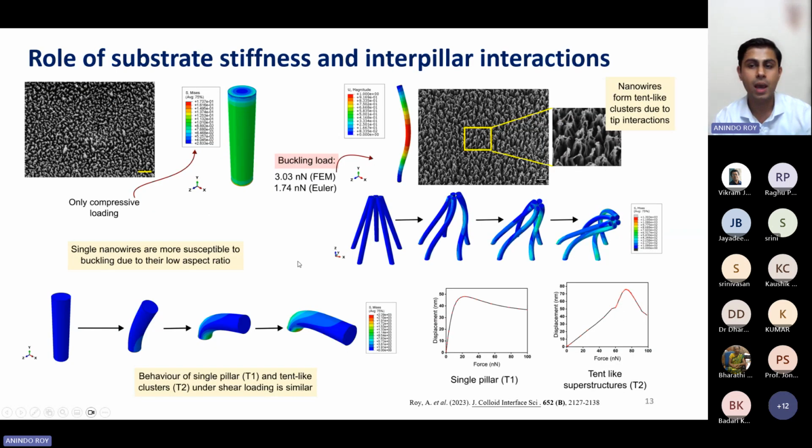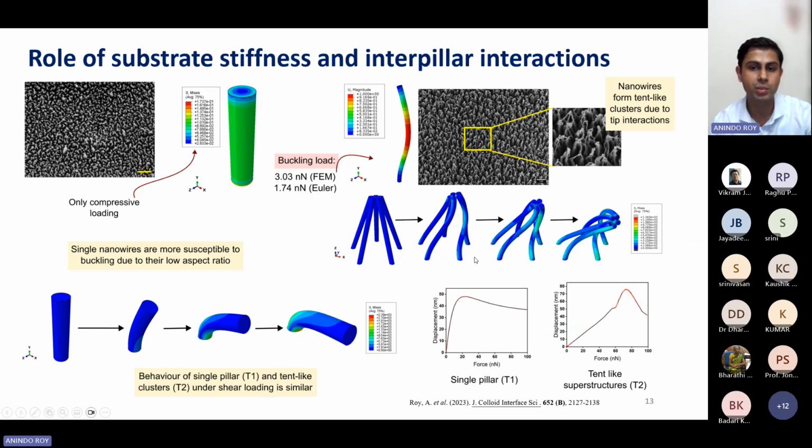However, what is happening here is that due to the interpillar tip interactions, these pillars come together and form tent-like structures, which imparts them with enhanced rigidity. And that allows them to actually penetrate the bacterial cell wall, even though single pillars would fail under buckling.